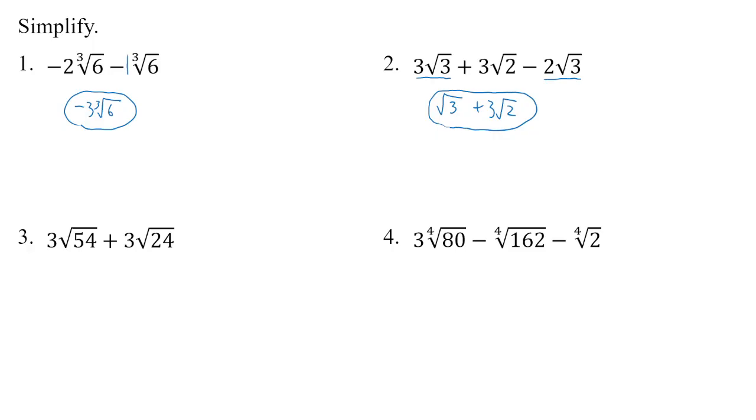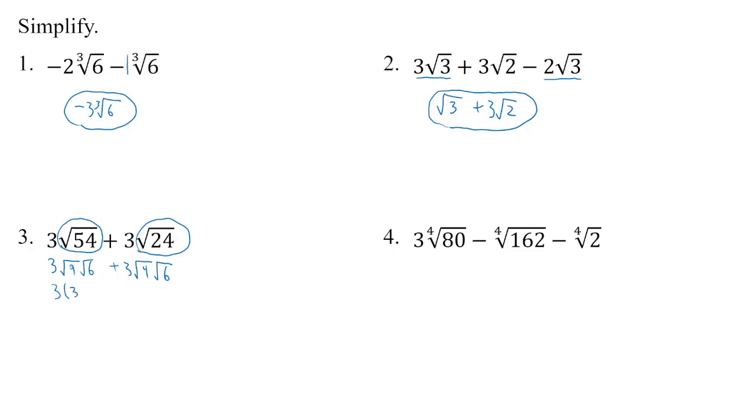Now if you look at number 3, we have 3 times the square root of 54 plus 3 times the square root of 24. Now it looks like there are no like terms, right? However, the square root of 54 and the square root of 24 can be simplified. Well, the square root of 54 can be split up as the square root of 9 times the square root of 6. And the square root of 24 can be split up as the square root of 4 times the square root of 6.